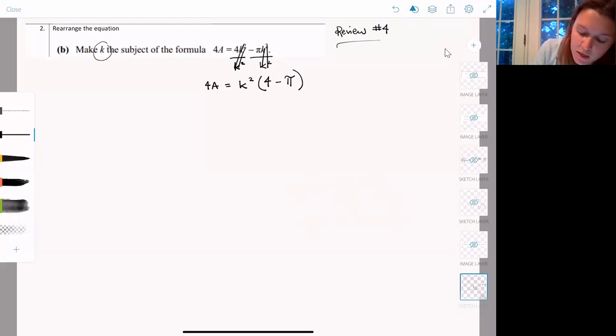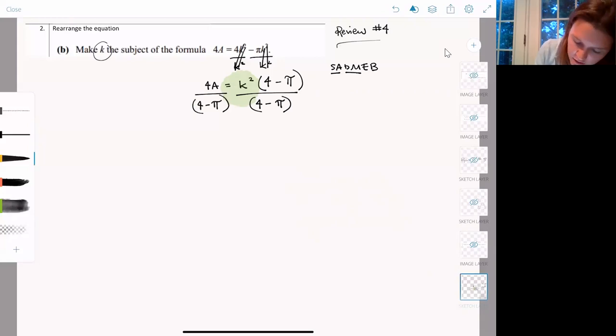So here, because we are trying to isolate that k, I'm going to be using SADMEP. So when I'm looking here, I can't really add or subtract one and not the other because these guys are married. They've got a ring on it. So no subtract or add. I'm going to divide or multiply. So I'm going to divide both sides by 4 minus pi. And then those are going to cancel out, leaving me just k squared on the right side.